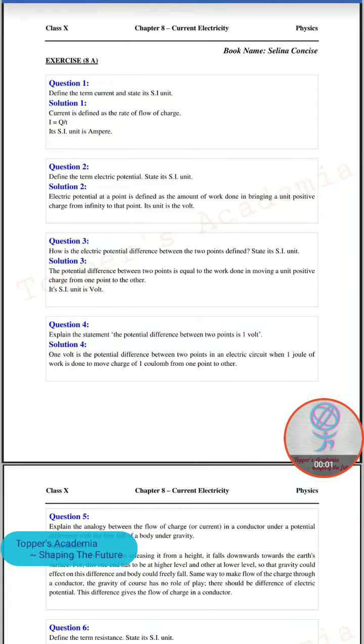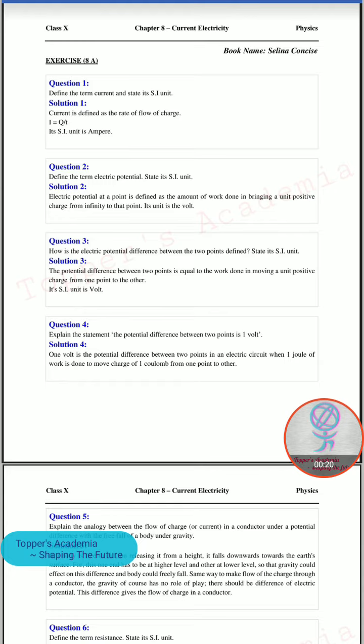Hello everyone, this is Saurabh from Toppers Academy, and today we are going to discuss current electricity of class 10 physics from Selina Publisher book, and we will see how to write the answers in examination to fetch good marks, whether it is CBSE or ICSE or any state board.